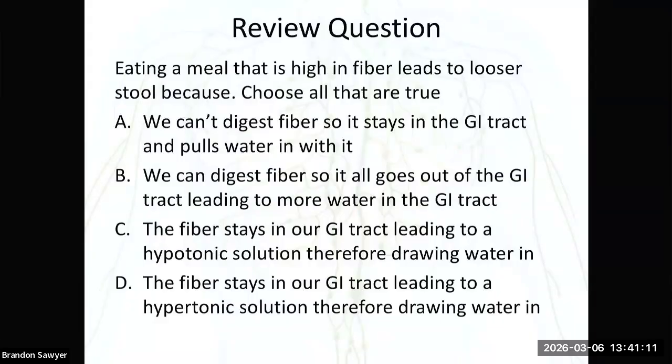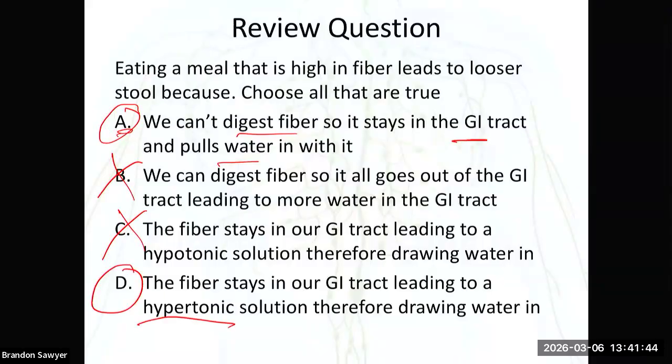Oh yeah, I guess I didn't let you choose all, huh? Yeah. That does play a role here. Okay. All right, so most of you are putting A and D. So eating a meal that's high in fiber leads to looser stool because... Most of you said A, which is we can't digest fiber, so it stays in the GI tract and pulls water in with it. That is true. We can digest fiber. That's not true. Fiber stays in our GI tract, leading to a hypotonic solution. Nope. But fiber stays in the GI tract, leading to a hypertonic solution. That is correct. So yes, both A and D are correct there. Questions on that?